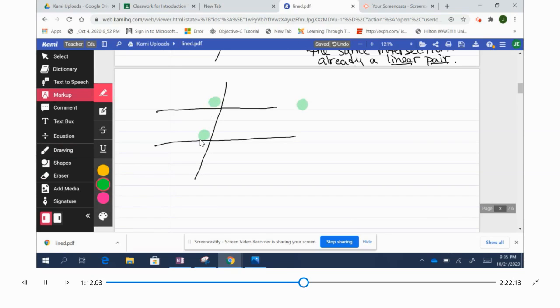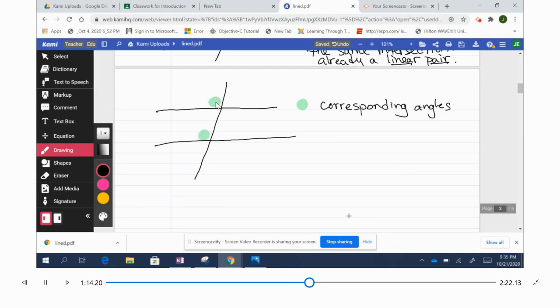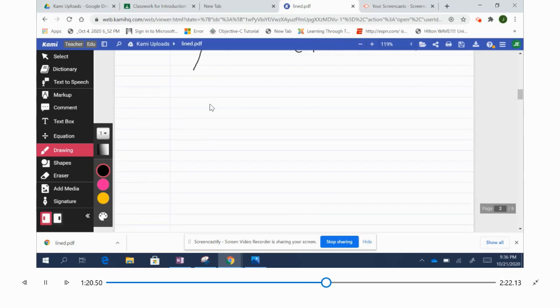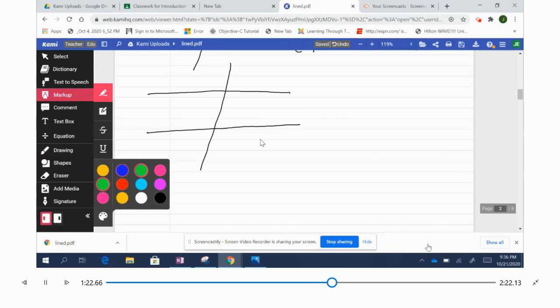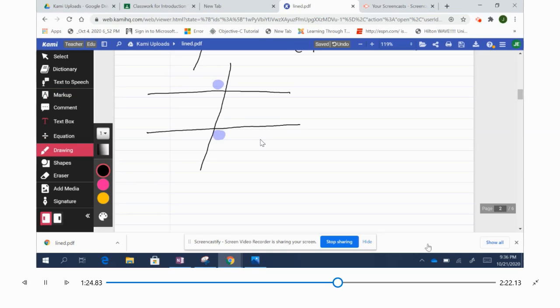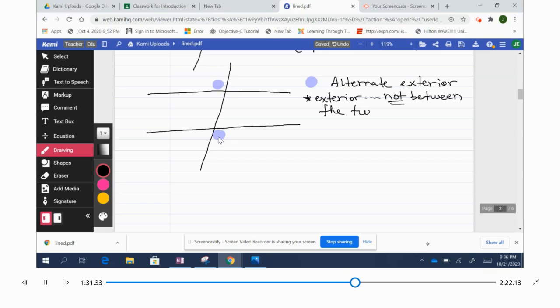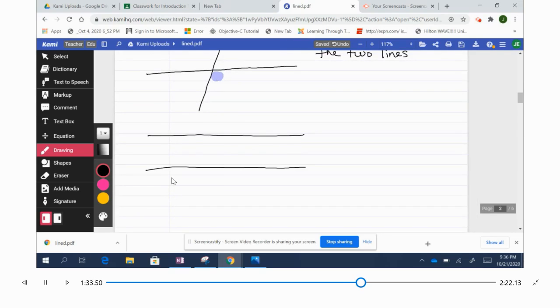All right, this is going to be corresponding angles. Same position, but on the other intersection. So this is the top left of this one. So the other intersection, top left, is going to be its corresponding angle. All right, right there, that's alternate exterior angles. One on each intersection. It's outside.